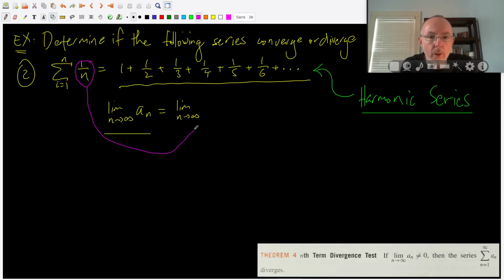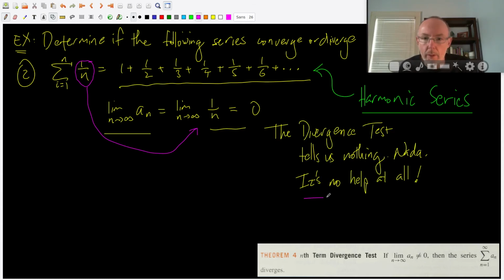And the nth term is precisely what we see there. It's 1 over n. Again, easy limit to calculate. That's 0. So what can we conclude from our theorem? Our theorem says if the limit of the nth term is not 0, then the series diverges. Well, the limit is 0. So the test tells us nothing. It's no help at all.